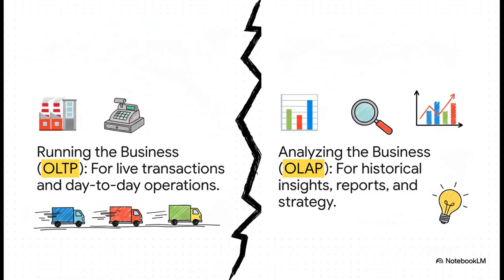All right, so this divide came down to this. On one side, you've got OLTP, which stands for Online Transaction Processing. Think of these as the engine room of the business, processing sales, managing inventory, all that live day-to-day stuff. Then, on the other side, you have OLAP, or Online Analytical Processing. These are the brains of the operation, data warehouses built to dig through history, spot trends, and help you make those big strategic decisions. Two critical jobs, but they were stuck in two separate, non-communicating worlds.